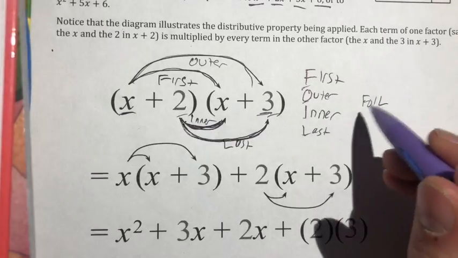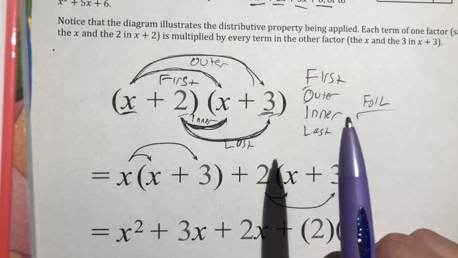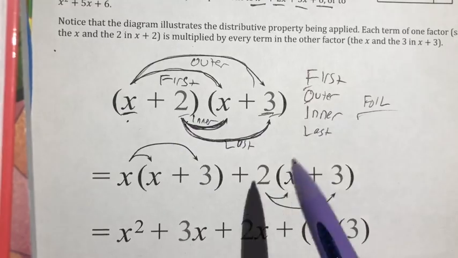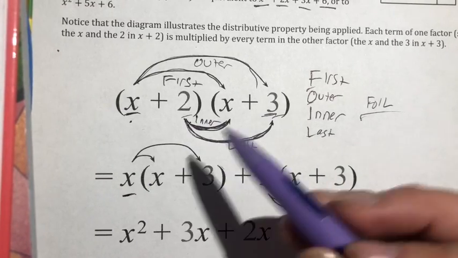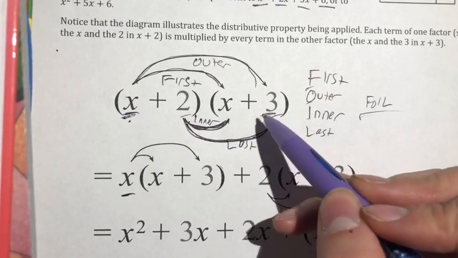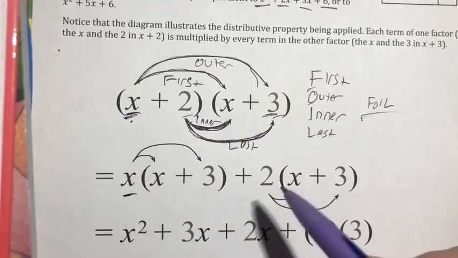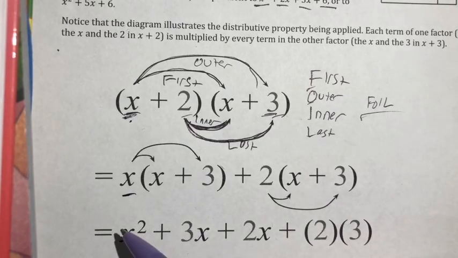So if you want to keep that in mind, make sure you use FOIL to multiply each thing by the next term, because it's really distributing that x across each of the products. So it's distributing the x across that, and then it's distributing the 2 across that. And then that turns you into this.